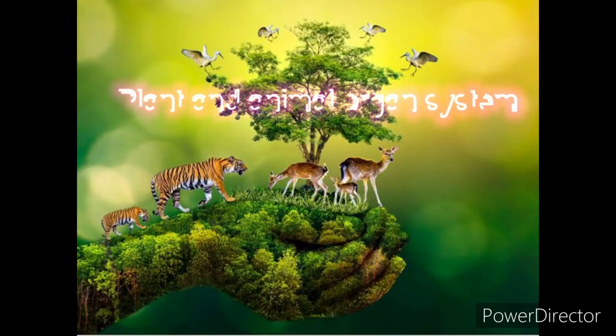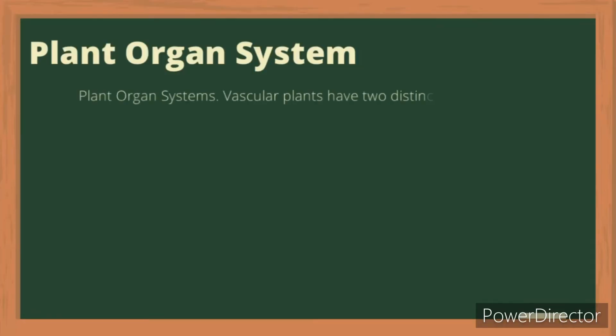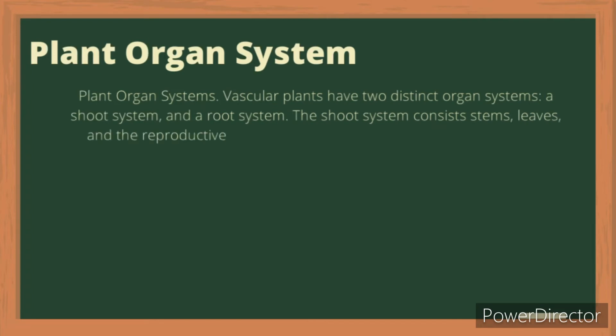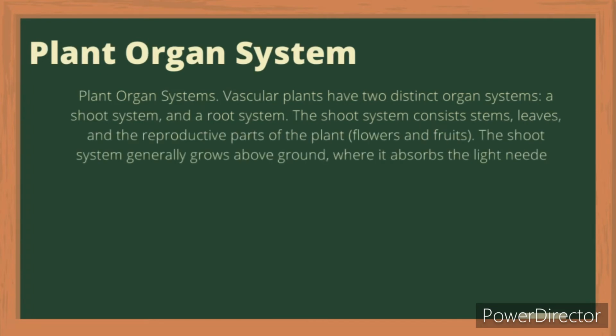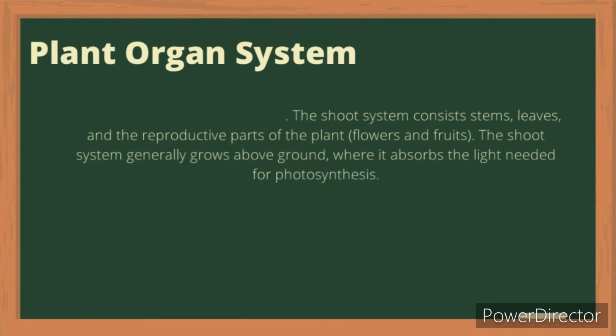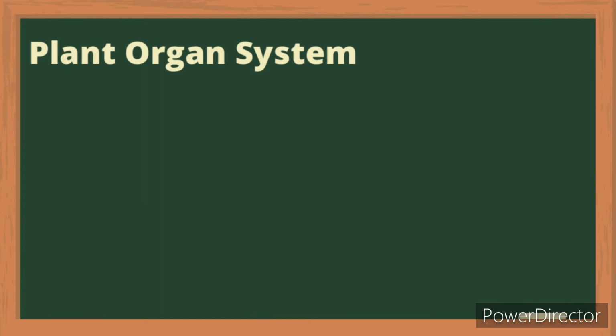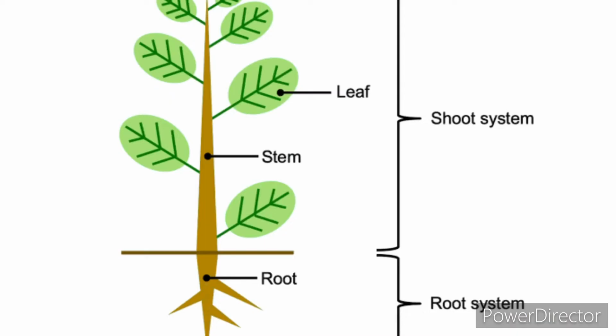And next, plant and animal organ system. Plant organ system. Vascular plants have two distinct organ systems, a shoot system and a root system. The shoot system consists of stems, leaves, and the reproductive parts of the plant, flowers and fruits. The shoot system generally grows above ground, where it absorbs the light needed for photosynthesis.